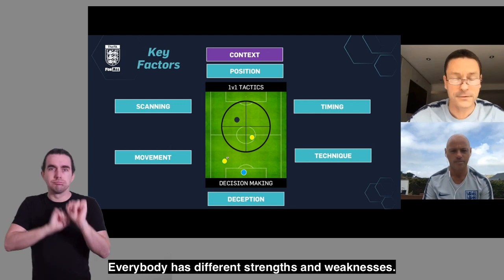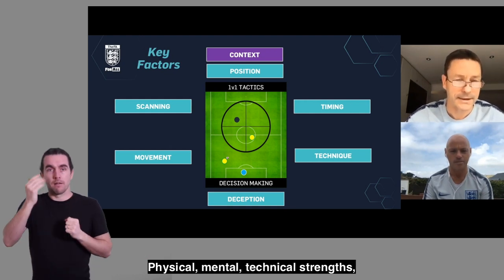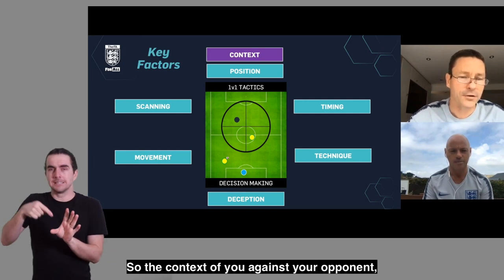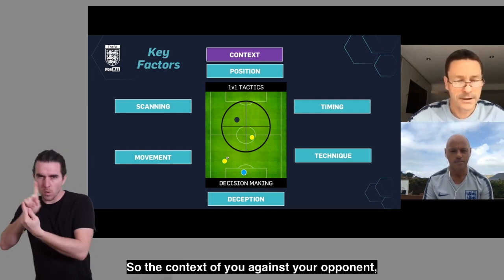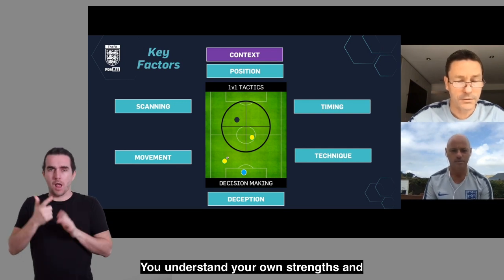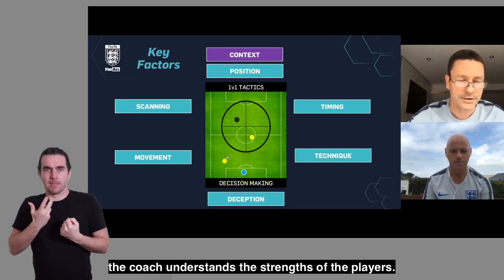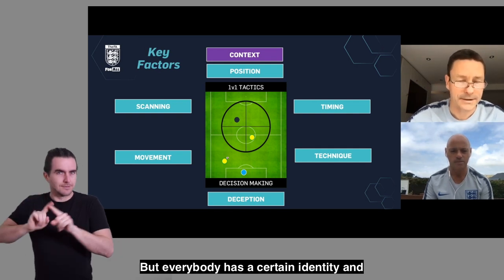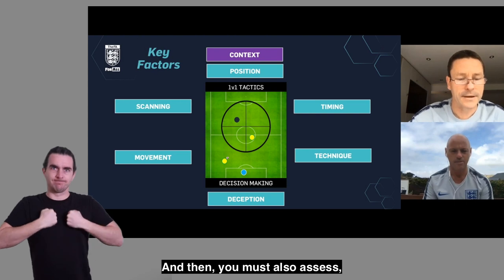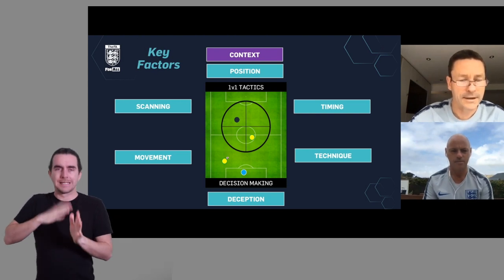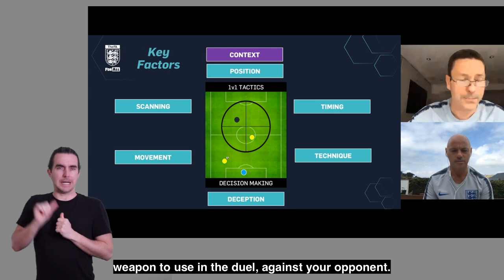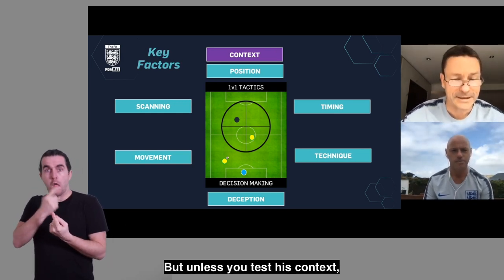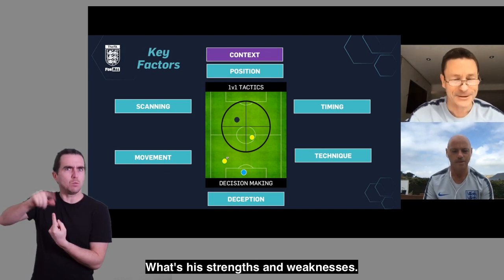Everybody has different strengths and weaknesses: physical, mental, technical, and obviously psychological. So the context of you against your opponent is very important. You understand your own strengths, and the coach understands the strengths of the players. Obviously, try to improve weaknesses, but everybody has a certain identity and things they're good at. And then you must also assess, what's the best weapon to use in the duel against your opponent? But unless you've assessed his context, what's he good at? What are his strengths and weaknesses?